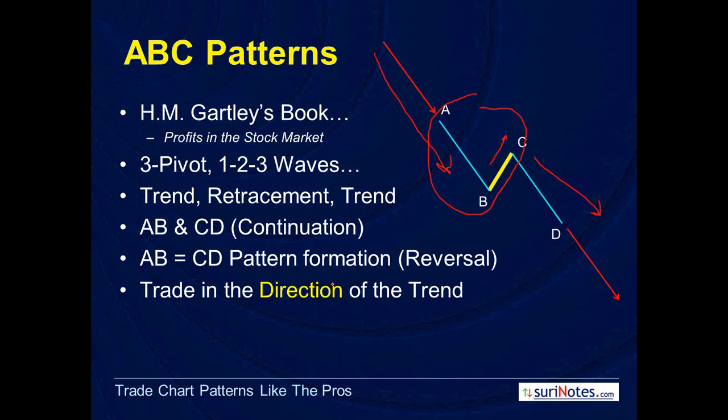Some books actually talk about the AB equal to CD pattern, but that becomes a reversal, and I'm not very interested in trading AB equal to CD patterns. I like to trade AB and CD as continuation patterns. So we trade in the direction of the trend. That means AB is one direction, and we trade in the same direction as the CD.